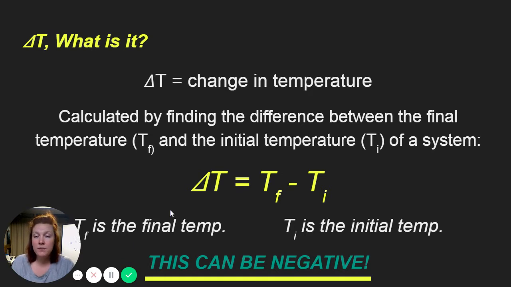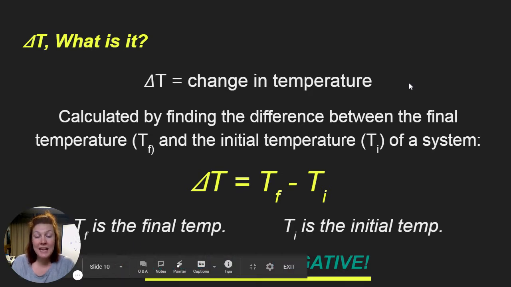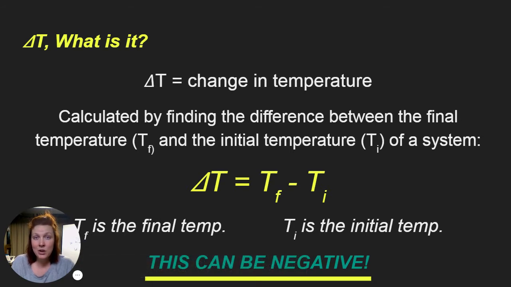Now, it is important to know that this value can be negative, and that makes sense. If we're increasing in temperature, then we would have a positive value. If we're decreasing in temperature, then we should have a negative value. It's also really important that you don't mix up T final and T initial, that you do have T final minus T initial.